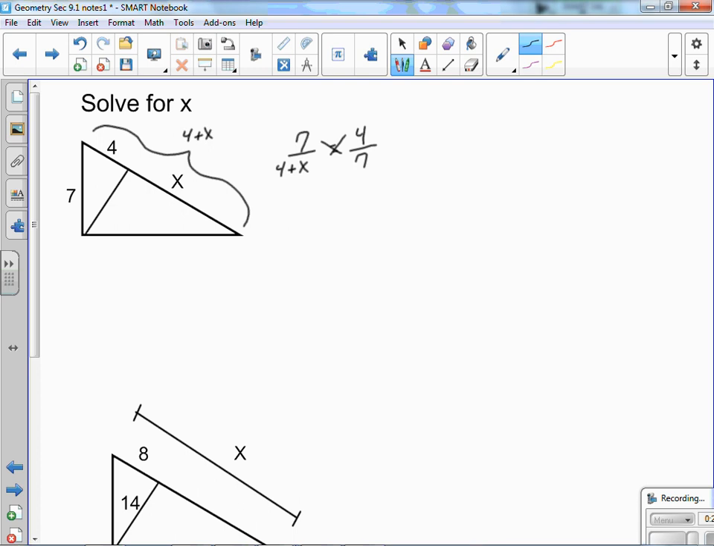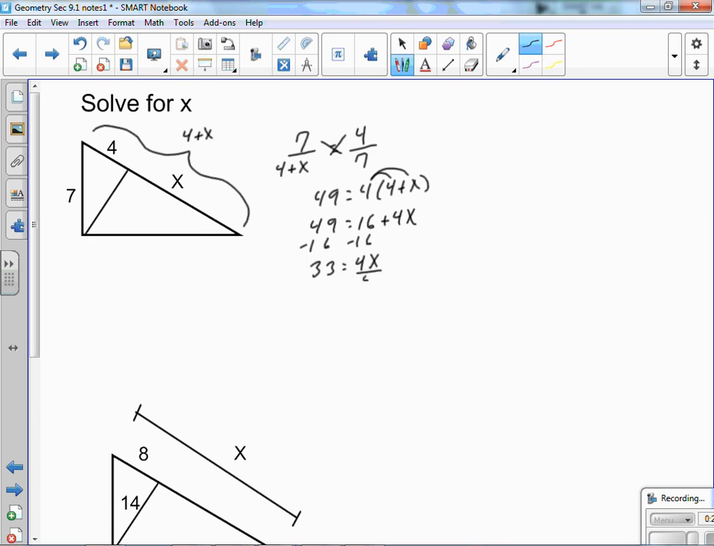Cross multiply, and we're going to have 49 is equal to 4 times 4 plus x, making sure that we distribute that 4 times that whole quantity, 4 plus x. So 49 equals 16 plus 4x. Subtract 16 from both sides. We get 33 equals 4x.